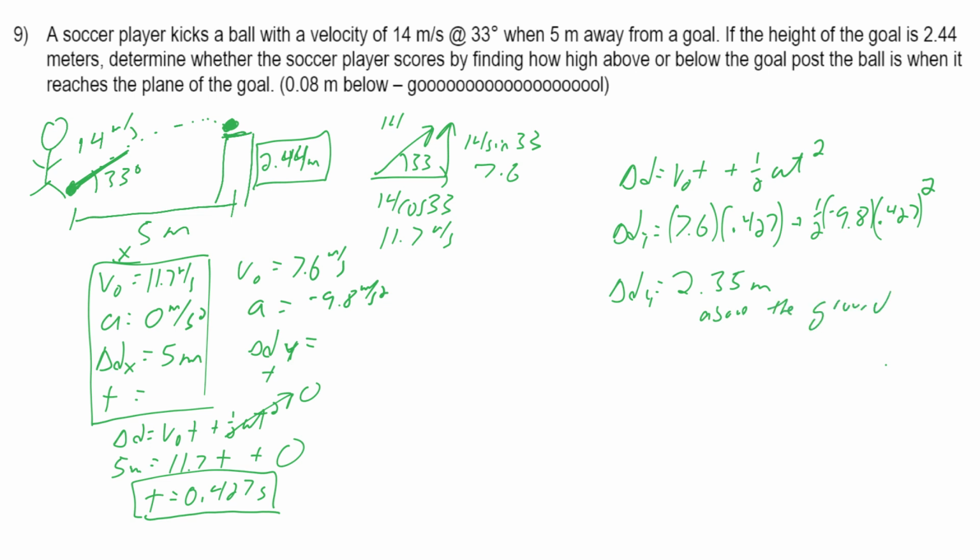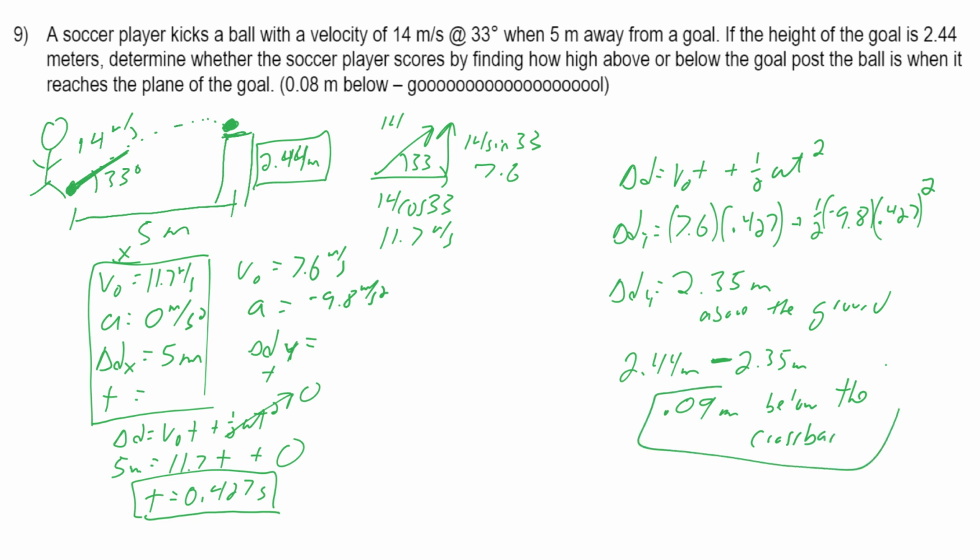Just remember, this is the height above the ground, but the goal itself was 2.44. So that means we're below the crossbar, right? So that means we score. Goal. And we are, what is that, 0.09, not exactly, but approximately. There's going to be some rounding error here, but I'm about 0.09 meters below the crossbar. And that'll be a goal.